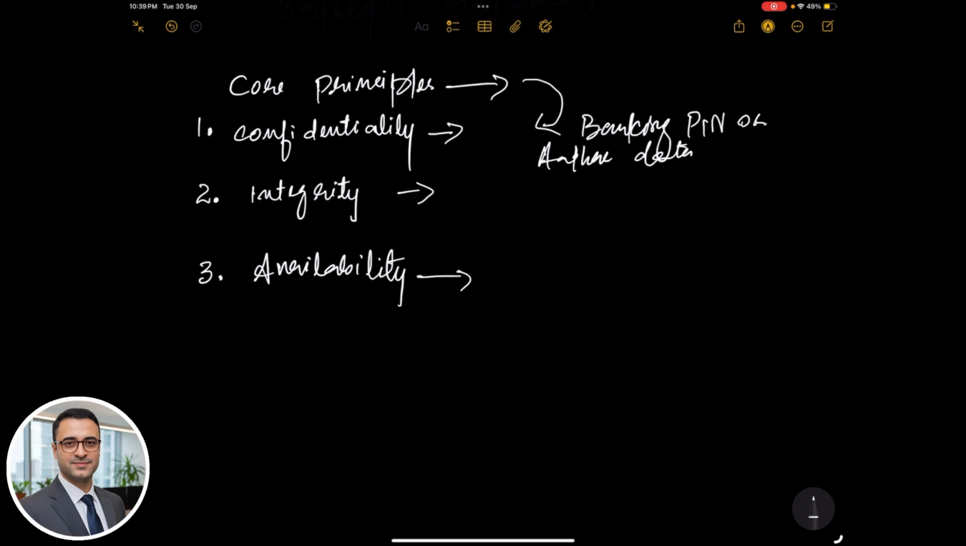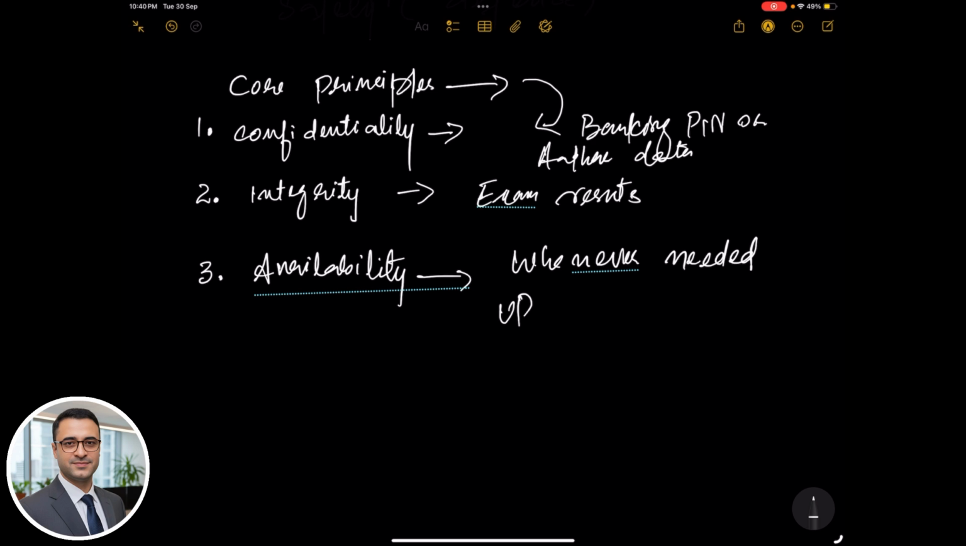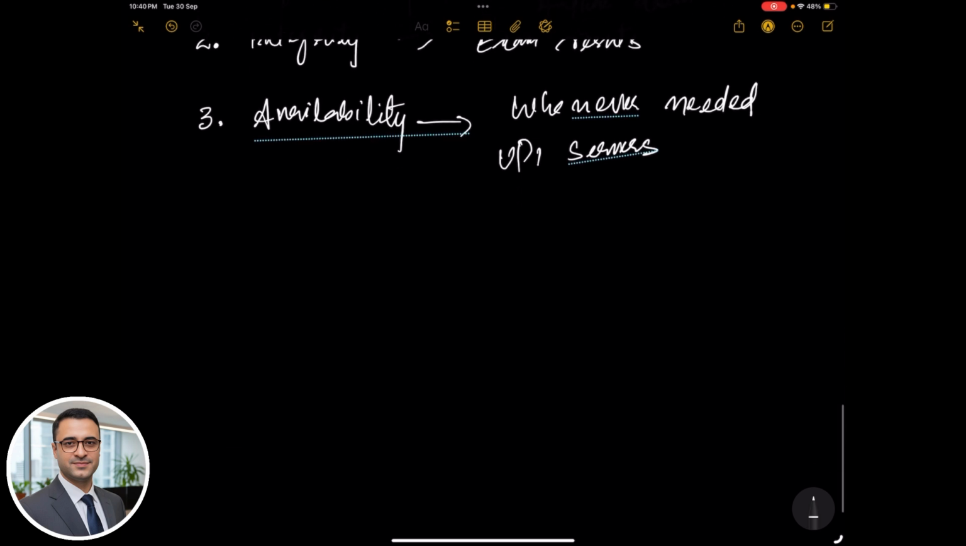Then we talk about integrity. That means data should not be altered or tampered with. For example, exam results should be pure, correct? They should not be modified by hackers. Then we talk about availability. That means systems should be up and running whenever needed. Whenever needed, the data should be available. For example, UPI servers. Crashing should not be there. Crashing of UPI servers can cause disruption, and disruption means loss in business. Correct?